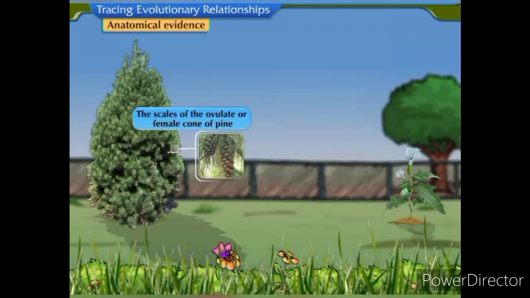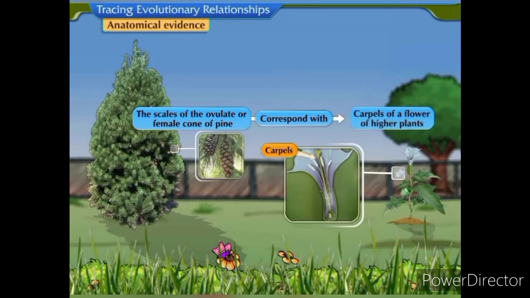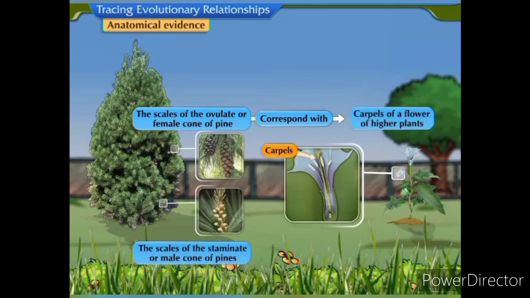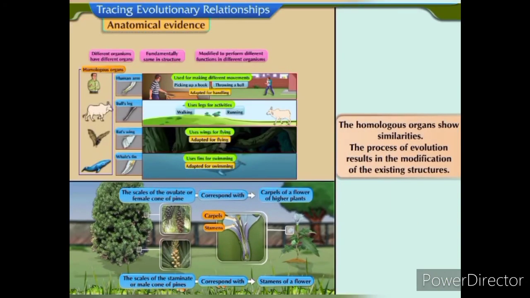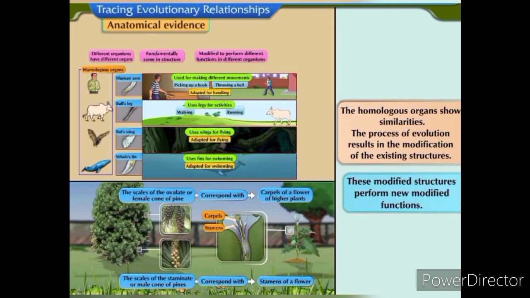In plants, the scales of the ovulate or female cone of pine correspond with the carpels of a flower of higher plants. The scales of the staminate or male cone of pines correspond with the stamens of a flower. The homologous organs show similarities due to the fact that the process of evolution results in modification of the existing structures. These modified structures perform new modified functions.